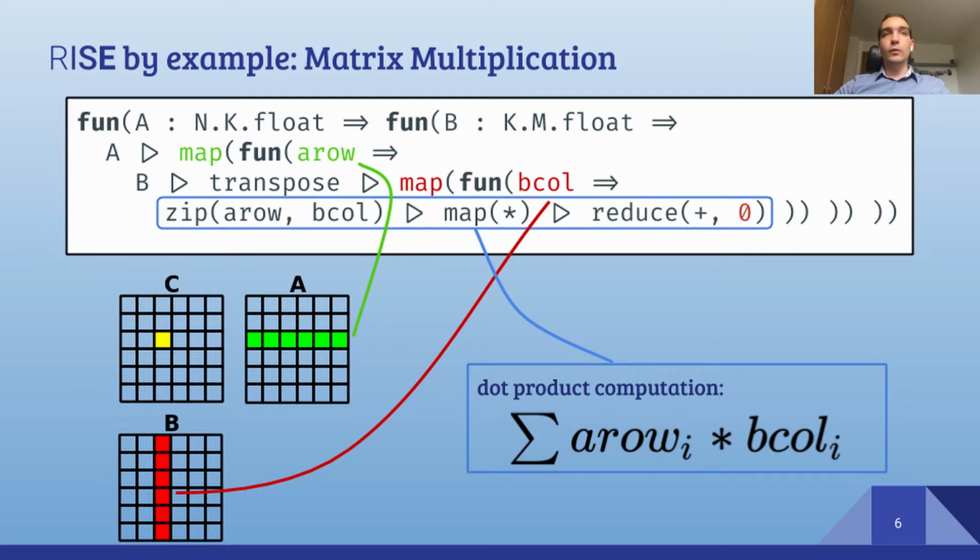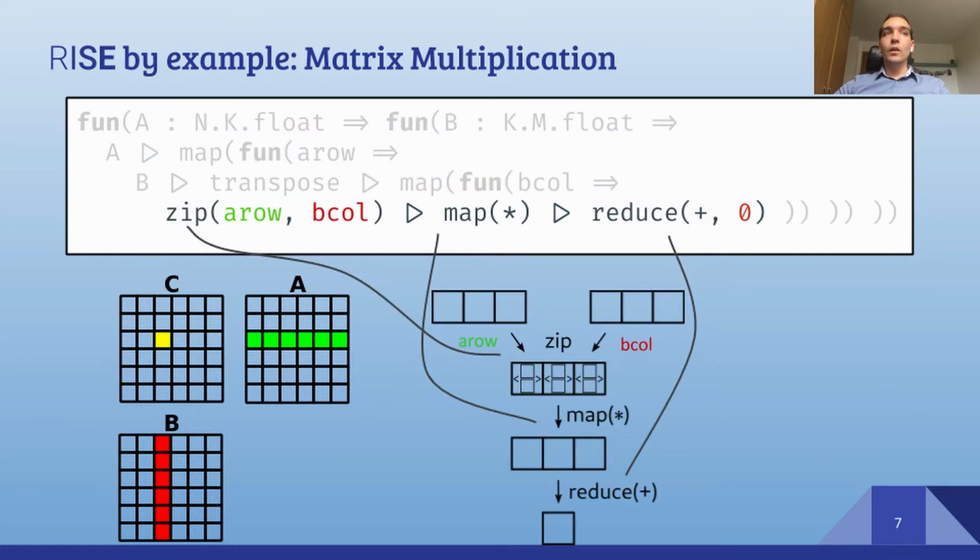Let's pick apart what's in this blue box. We zip the row of A with a column of B, such that we have an array of tuples of the corresponding elements. For the dot product, we have to multiply these corresponding elements. So we map multiplication on this array, which means we apply it to all of these tuples individually in the array. Now we have a flat array of these multiplied values, and we sum it up to a single element using the reduce pattern. So we perform a reduction with the function addition and initialization value 0. And this concludes our matrix multiplication.